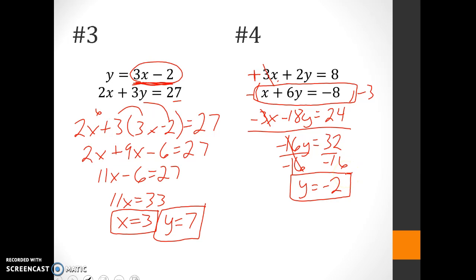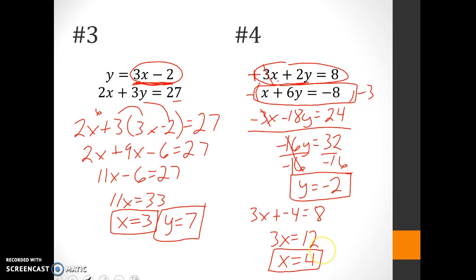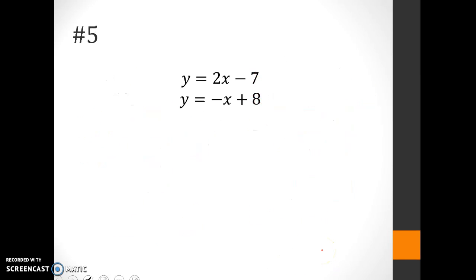But then I want to figure out what x is. So I'm going to use this top equation here. It's 3 times x plus 2 times y. Well, if y is negative 2, 2 times y is negative 4, and that equals 8. So I'm going to start to figure out what x is by adding 4 to both sides. So I'll have 3x is equal to 8 plus 4, which is 12. And if I divide both sides by 3, I will end up with x being equal to 4. So let's move on.